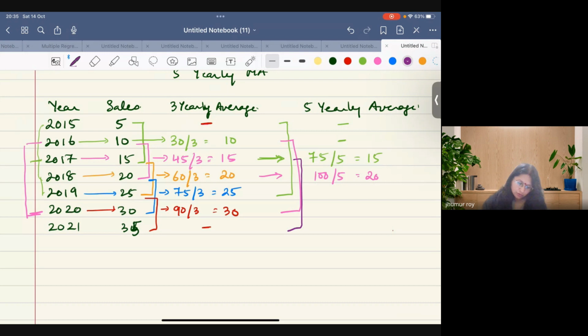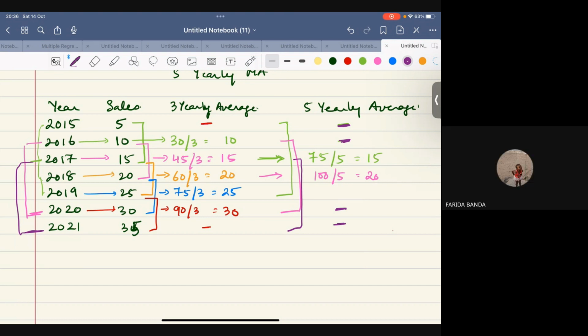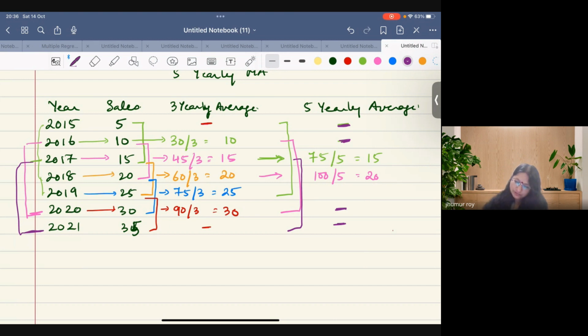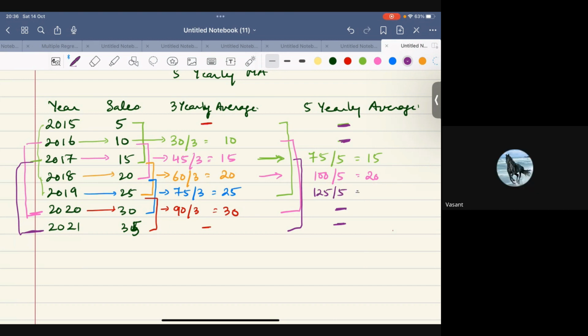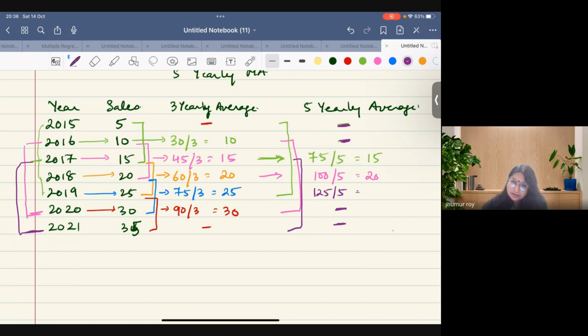Okay. So in this group, you are taking from 2017 to 2021. So what is this value? Is it clear to everybody what we are doing? We're just taking 1 year down and taking it. But the important point is in this, the first two values and the last two values will be a dash. Please tell me this last value that you're getting. 125. 125 divided by 5. So this will come out to be 25.